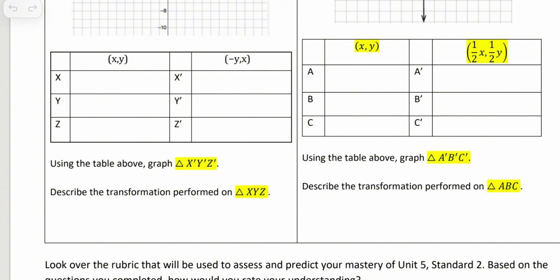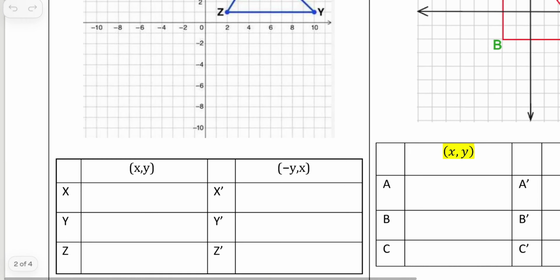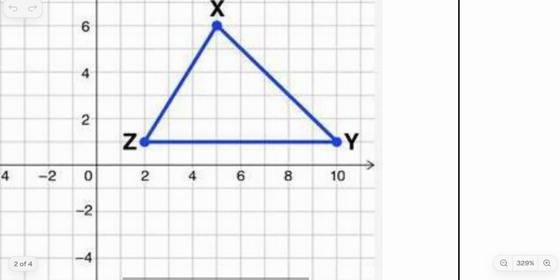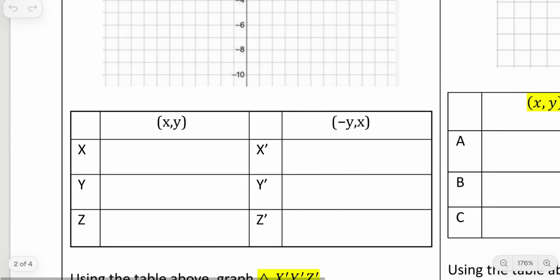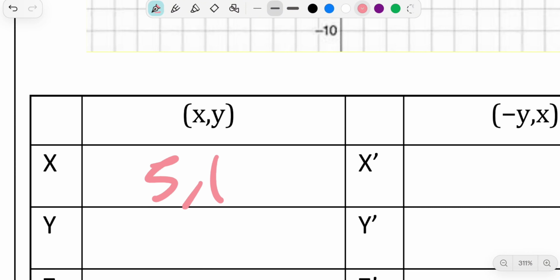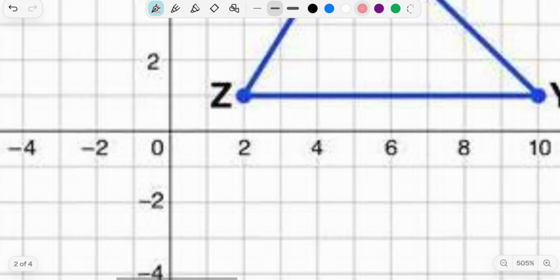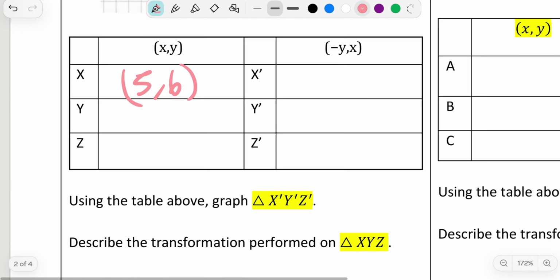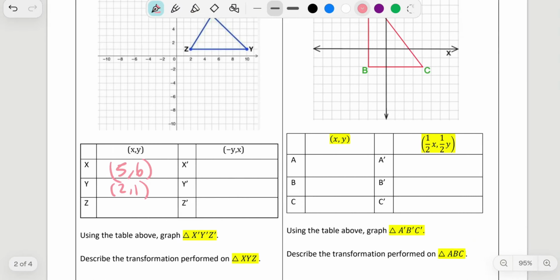Alrighty, so first thing I want to do is plot the coordinates of points x, y, and z. If I look right here, I can see that x lies at 5 on the x-axis and 6 on the y. So we know its coordinates are going to be 5, 6, right? Because coordinates are x, y. Then we see that z is at 2, 1. I'm going to write that down. 2, 1. And y is at 10, 1. Great.